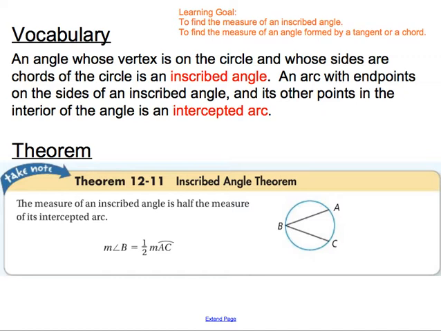The inscribed angle theorem states that the measure of an inscribed angle is half the measure of its intercepted arc. So we get the formula that the measure of angle B equals 1/2 the measure of arc AC.